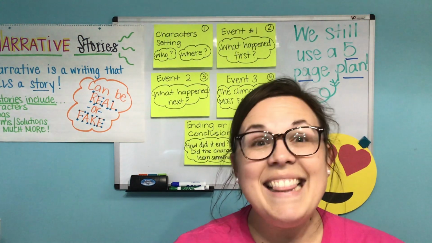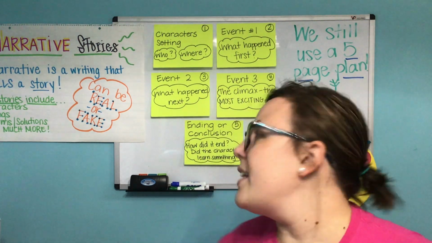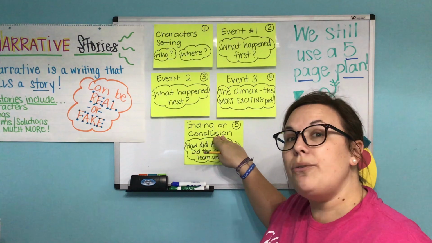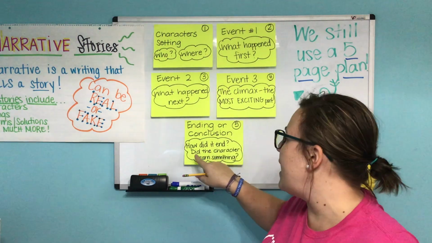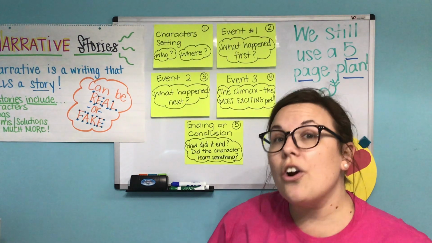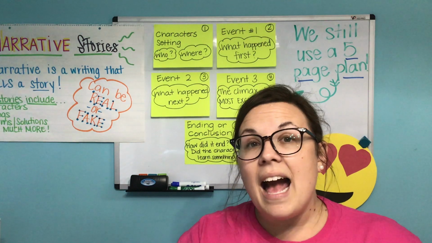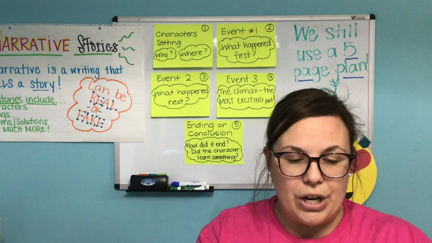And then we get to number 5, the ending. How does it all end? This is our ending or our conclusion. Conclusion is another word for ending. We're going to talk about how the story ends. Did our character learn something from that? That was a strategy from personal narrative that we added in at endings, was telling something that you learned.